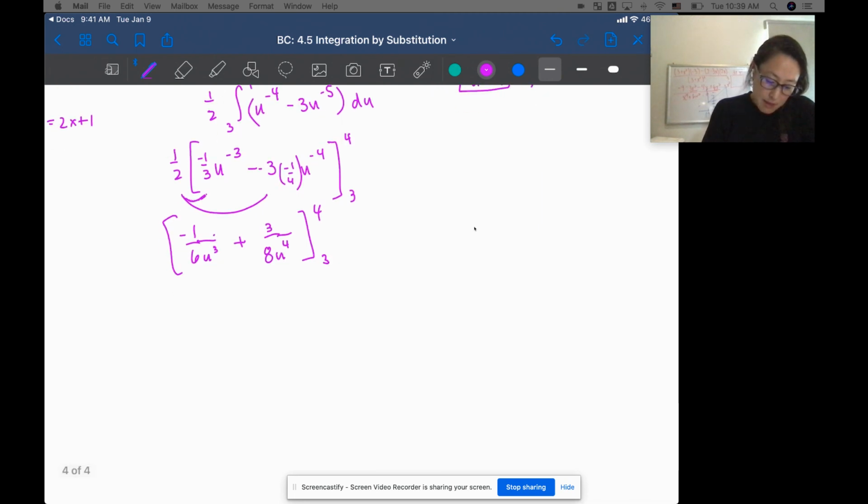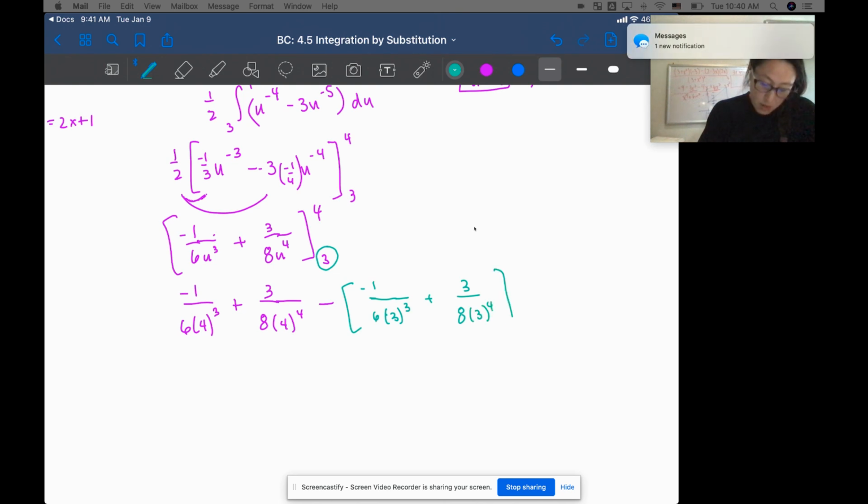Okay, so lastly, we have negative 1/6 times 4 to the 3, plus 3/8. We're using 4 again, 4 to the 4. Yep. Okay. Minus, same thing but with a 3. So negative 1/6 of 3 to the 3 plus 3/8 times 3 to the 4.